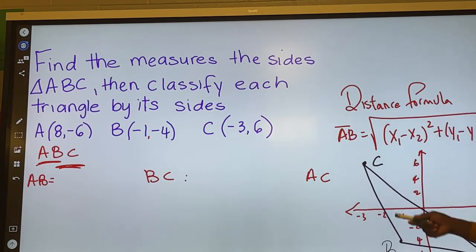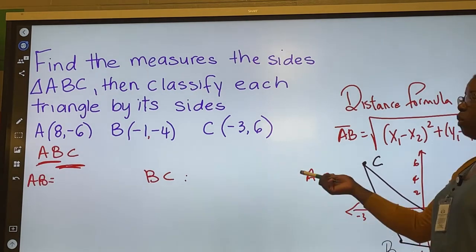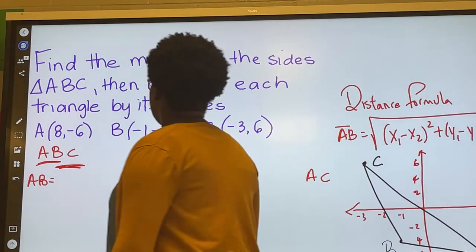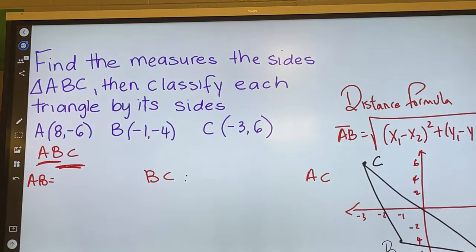Alright, so some persons like to do it this method, and some persons will ask you to work it using the distance formula. So based on what we're seeing right here, mine is not drawn to scale, but these lengths don't look equal to me. So I'll say it's scalene. So let's see if my answer is correct, since my diagram is not drawn to scale.